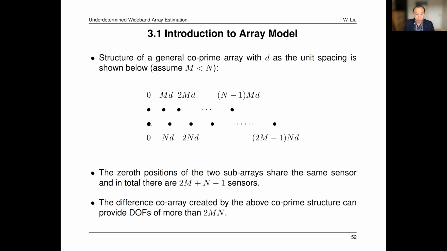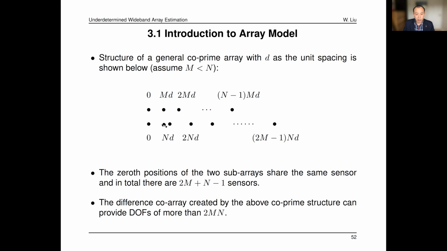You see here there are 2 subarrays. I show these 2 subarrays separately in 2 separate lines, just to make sure you can see this clearly, but actually they are put along the same line, so it's a linear array. The first subarray has N sensors, and the spacing between adjacent sensors is M times d. So you have sensor 0, then Md, 2Md, 3Md, until (N minus 1) times Md. For the second subarray, we also start from 0.